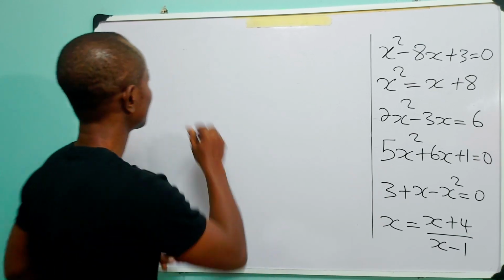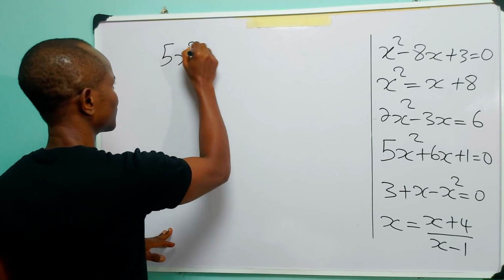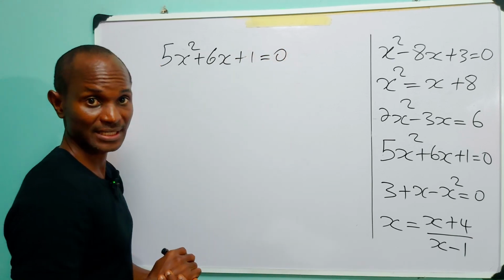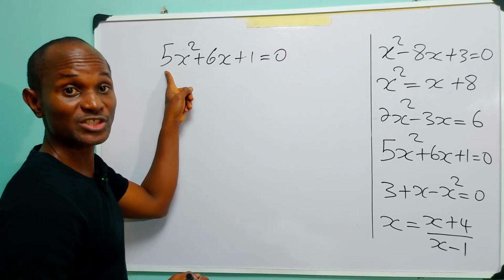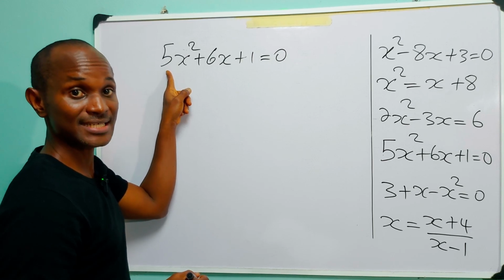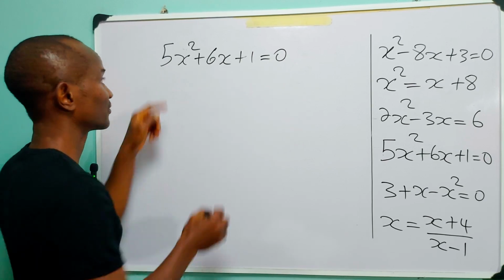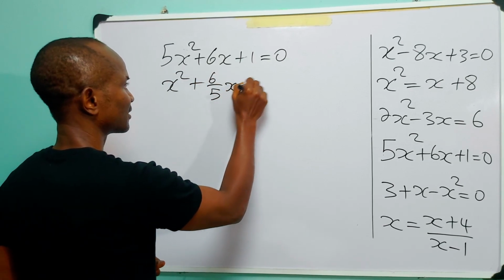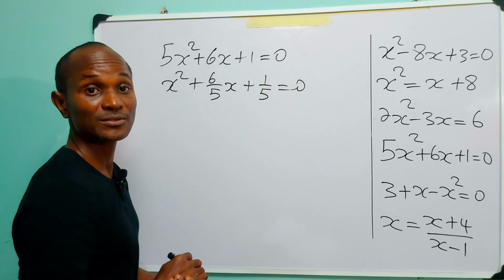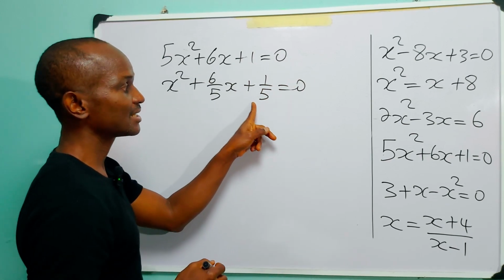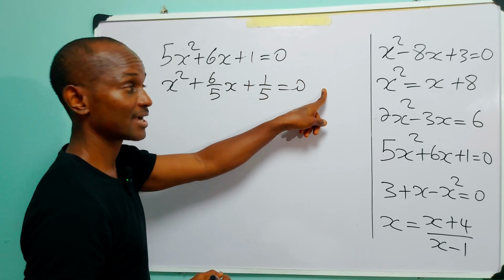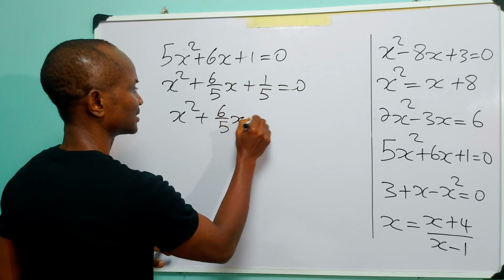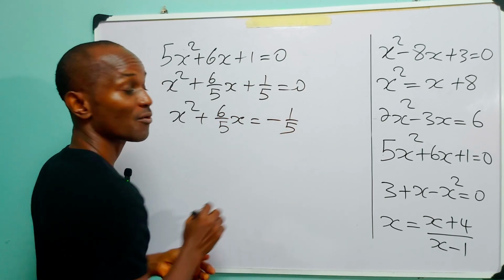The next example is 5x squared plus 6x plus 1 is equal to 0. We make sure that the coefficient of x squared is 1. In this case, it is not, so we divide through by 5. So we have x squared plus 6 over 5x plus 1 over 5 is equal to 0. Now the next step is to send the constant term over to the right-hand side of the equation. So we have x squared plus 6 over 5x is equal to minus 1 over 5.